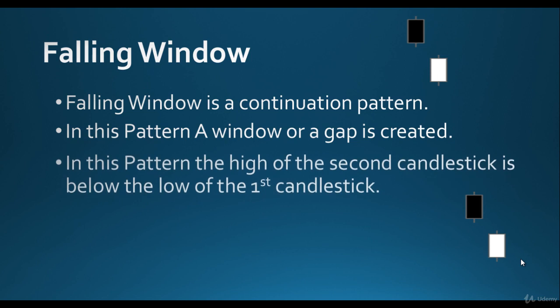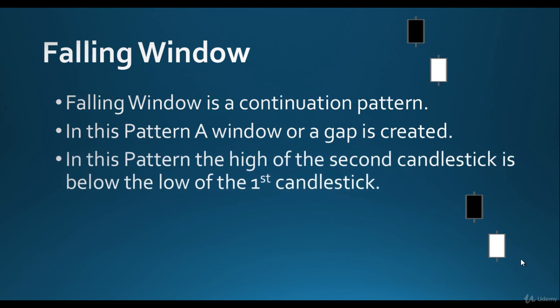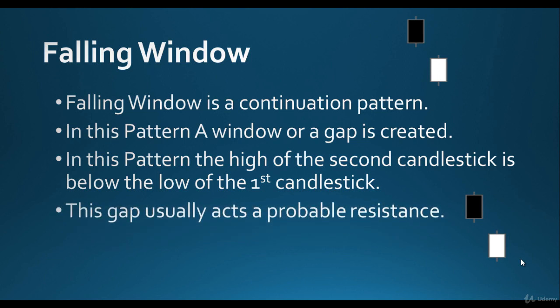a really important pattern, because in this pattern the high of the second candlestick is below the low of the first candlestick. So basically the complete second candle is below the first candle. Usually in stock trading it's not like this. The highs and lows usually overlap, but here they don't. It creates a gap between the low of the first candle and the high of the second candle. This gap usually acts as a probable and really strong resistance.